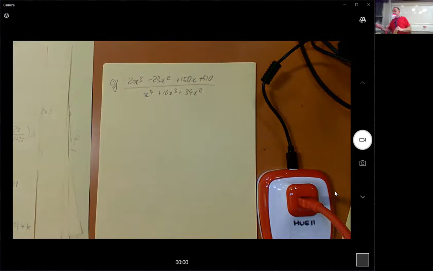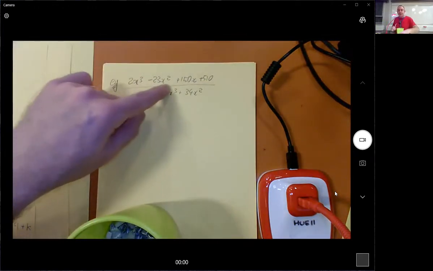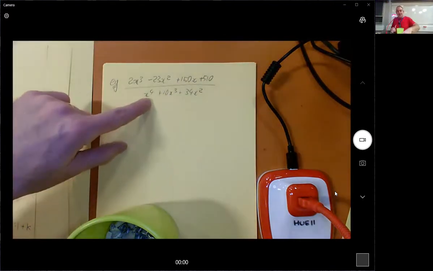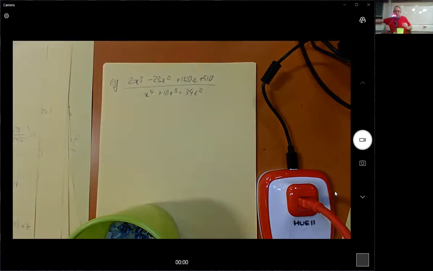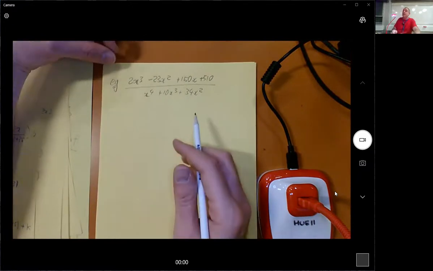Here is an example. It looks really awful. So I have 22x cubed minus 23x squared plus 150x plus 510, all divided by x to the power of 4 plus 10x cubed plus 34x squared. Now the numerator has a smaller degree than the denominator, so this is a proper rational function. So the process is going to work. And I'm not going to be able to do what I want to do unless I factorize the denominator.